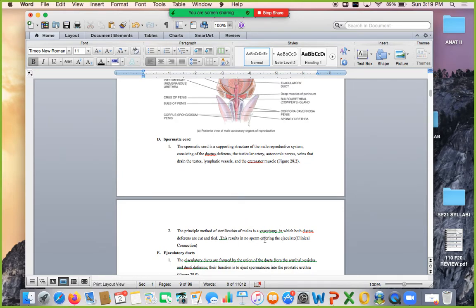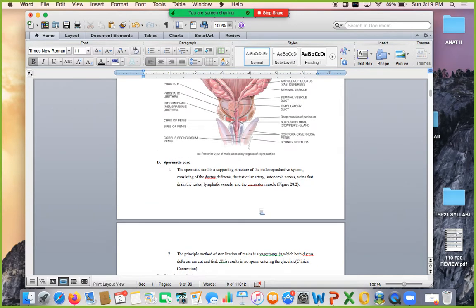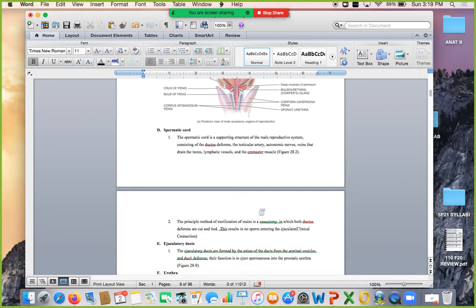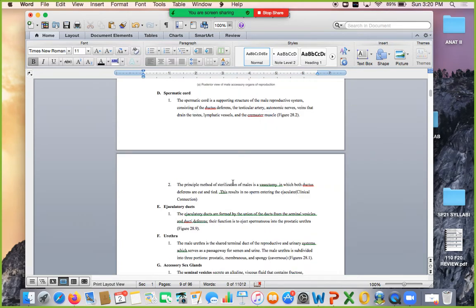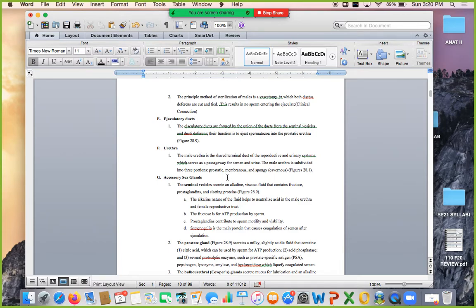For sterilization, men will have a vasectomy. Basically what that means is that they will cut the vas deferens. They'll make a small incision in the scrotum, pull out the vas deferens, and cut and ligate it on either side. Although ejaculation can still occur after this, there's no sperm entering the ejaculate, so the ejaculate consists solely of secretions from the seminal vesicles and the prostate. So fertilization cannot occur, but fluid will still come out.